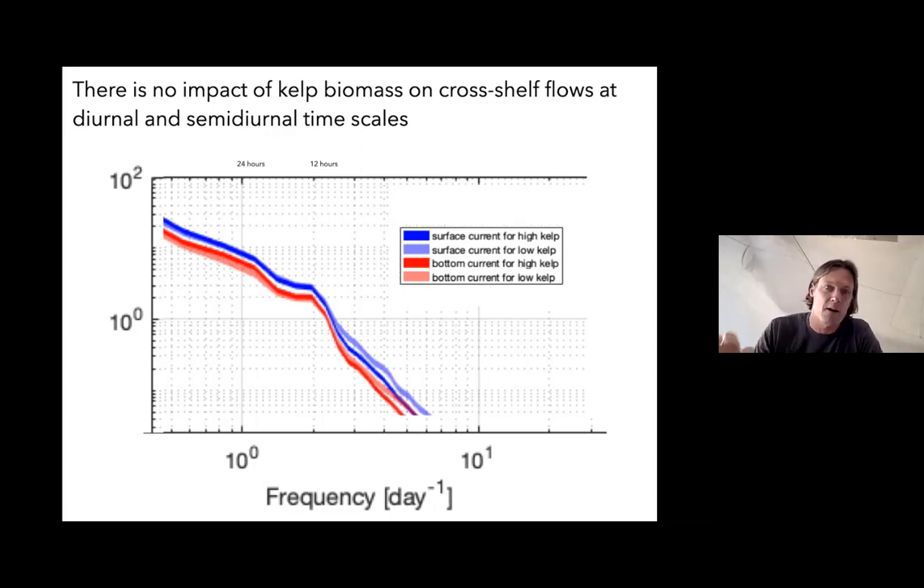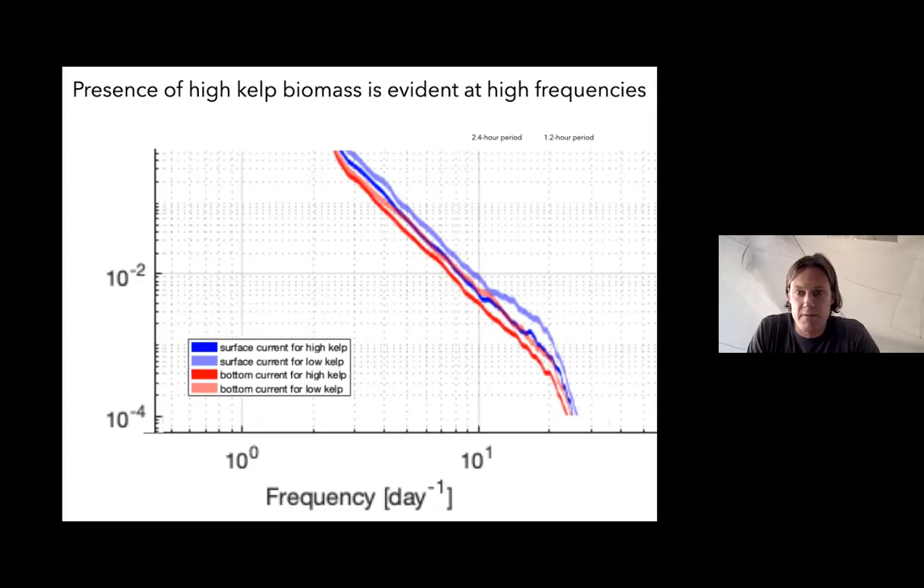And the fact that the dark colors and the lighter colors are indistinguishable at both the 24-hour and 12-hour mark, associated again with tidal currents or diurnal winds, is what we'd expect. We don't expect the kelp to really slow down these really low frequency events. If we look at the high frequency events, though, we see a significant attenuation in velocity.